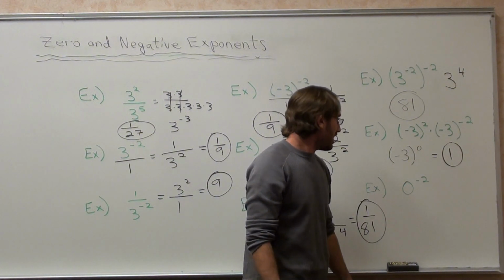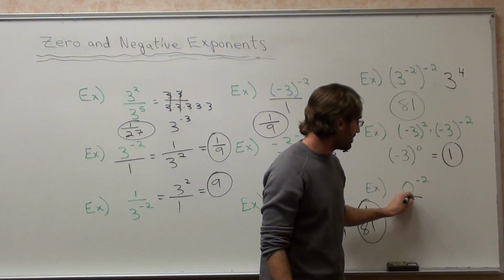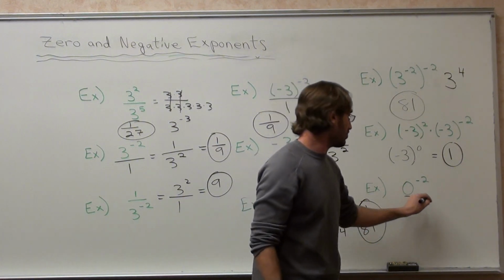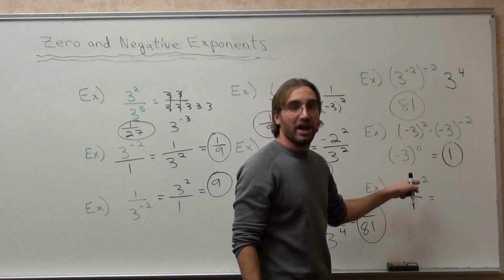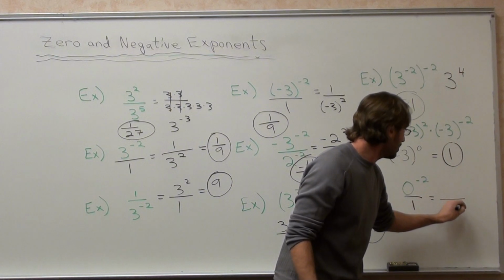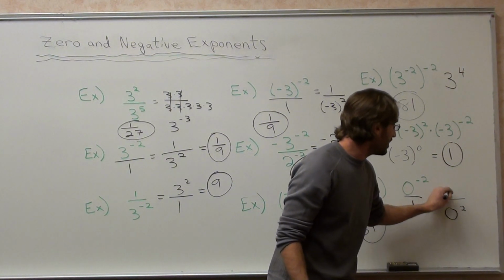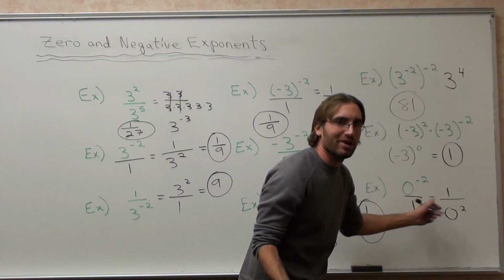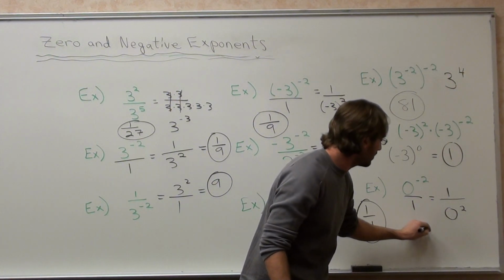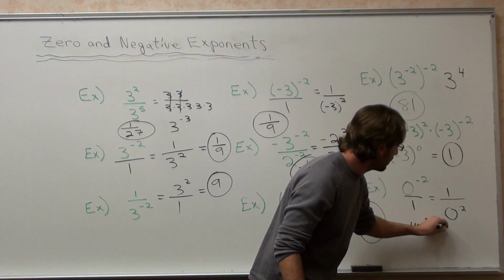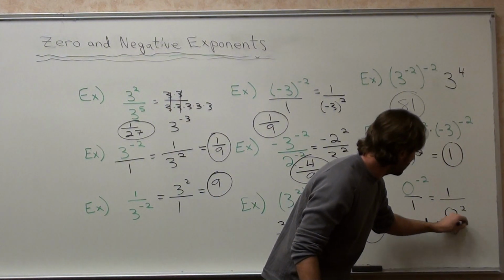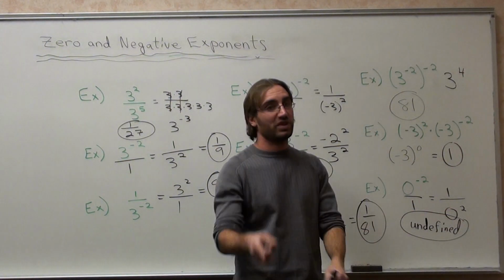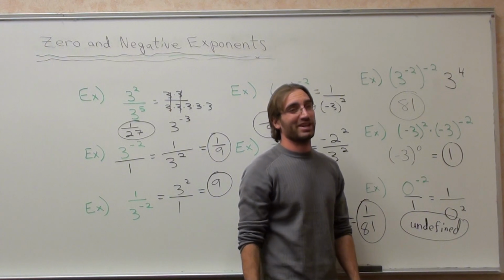That's it. And then 0 to the negative 2nd is actually going to be undefined, and here's why. This has been bad, we're going to make it good. Takes the 0 with it, need a placeholder. If you divide by 0, you're automatically undefined. With that said, we're going to get to 0 exponents, and that should be fun.